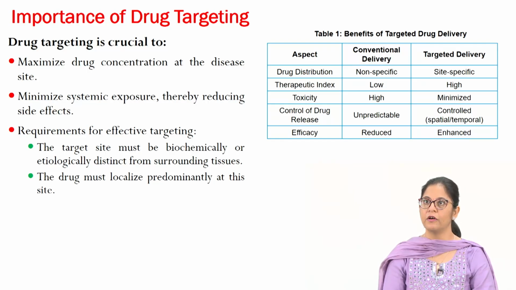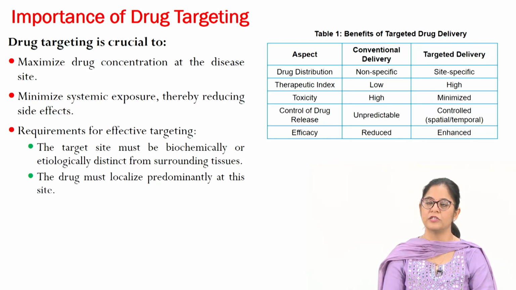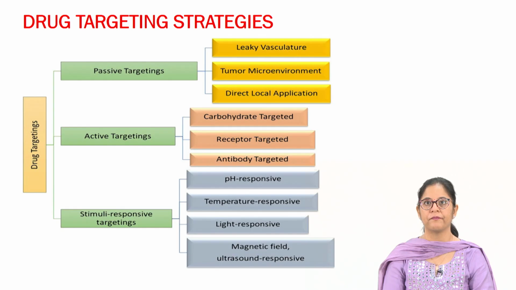So the benefits of drug targeting are enlisted in table 1. Drug distribution is site specific, as against the conventional delivery where it is non-specific. The therapeutic index is low in the conventional, however it is high in the targeted. Toxicity is minimized in the targeted delivery. Controlled release is possible. Also the efficacy is enhanced against the conventional drug delivery systems.